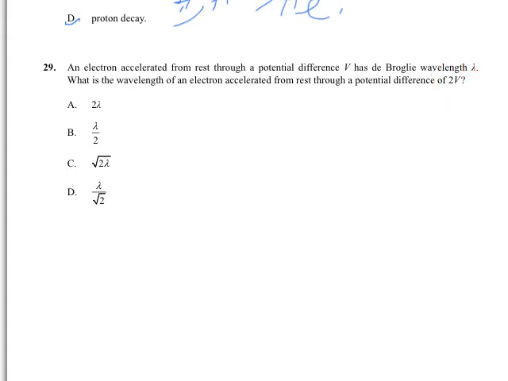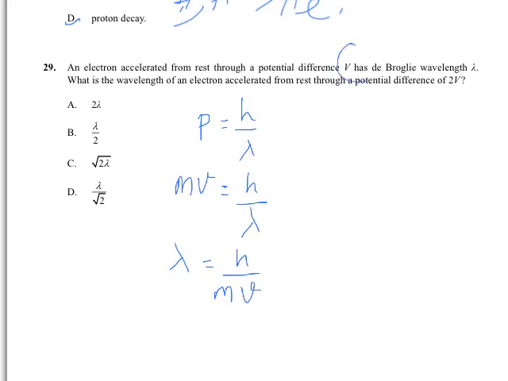So let's think of the relationships that we need to consider. We have the first one from the data booklet, which gives us p equals h over lambda, where p is the momentum, mv, h is Planck's constant, and lambda is wavelength. So wavelength, if we rearrange this, would be the same as Planck's constant over mv. So we're going to see what is the relationship between voltage and velocity of the charged particle.